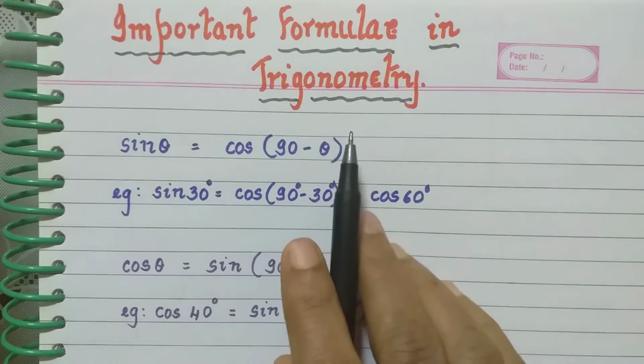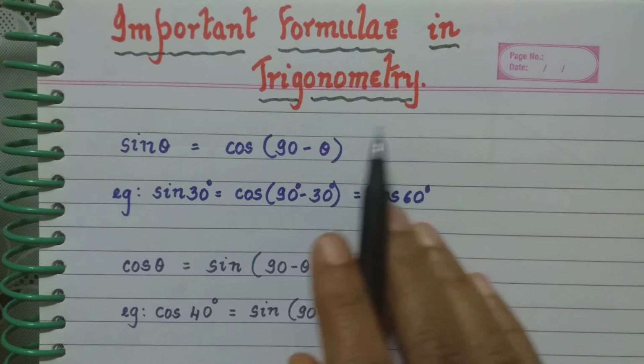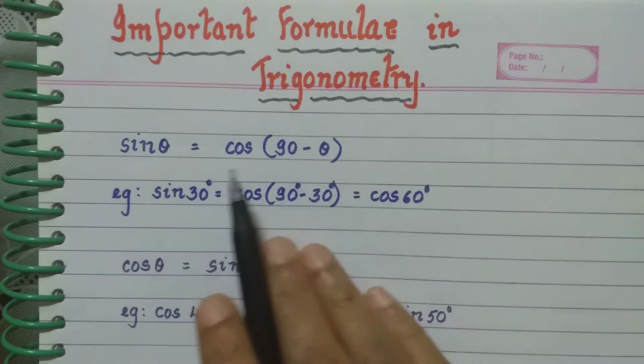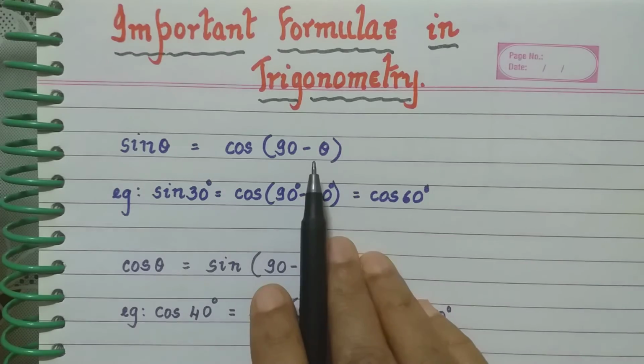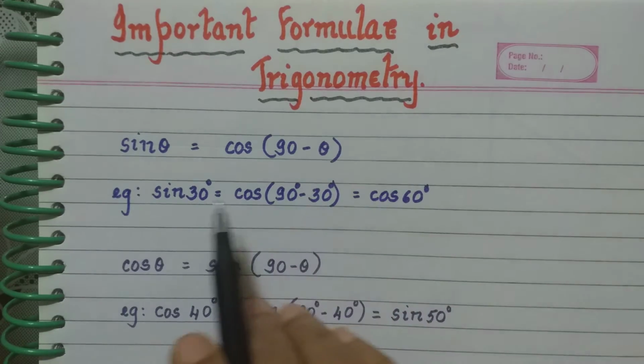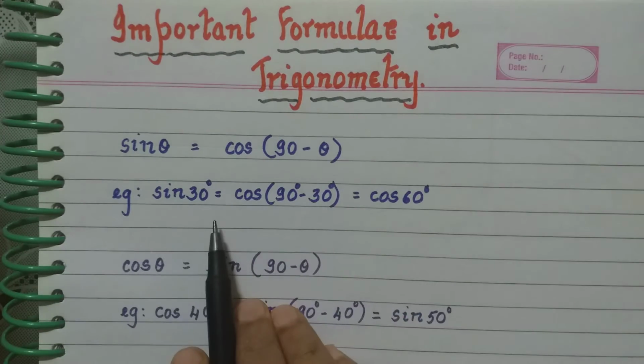Now we go to some important formulae which we have to learn in trigonometry. The first one here: sine theta is equal to cos (90 minus theta). Now what is the meaning of this? You see this example here.